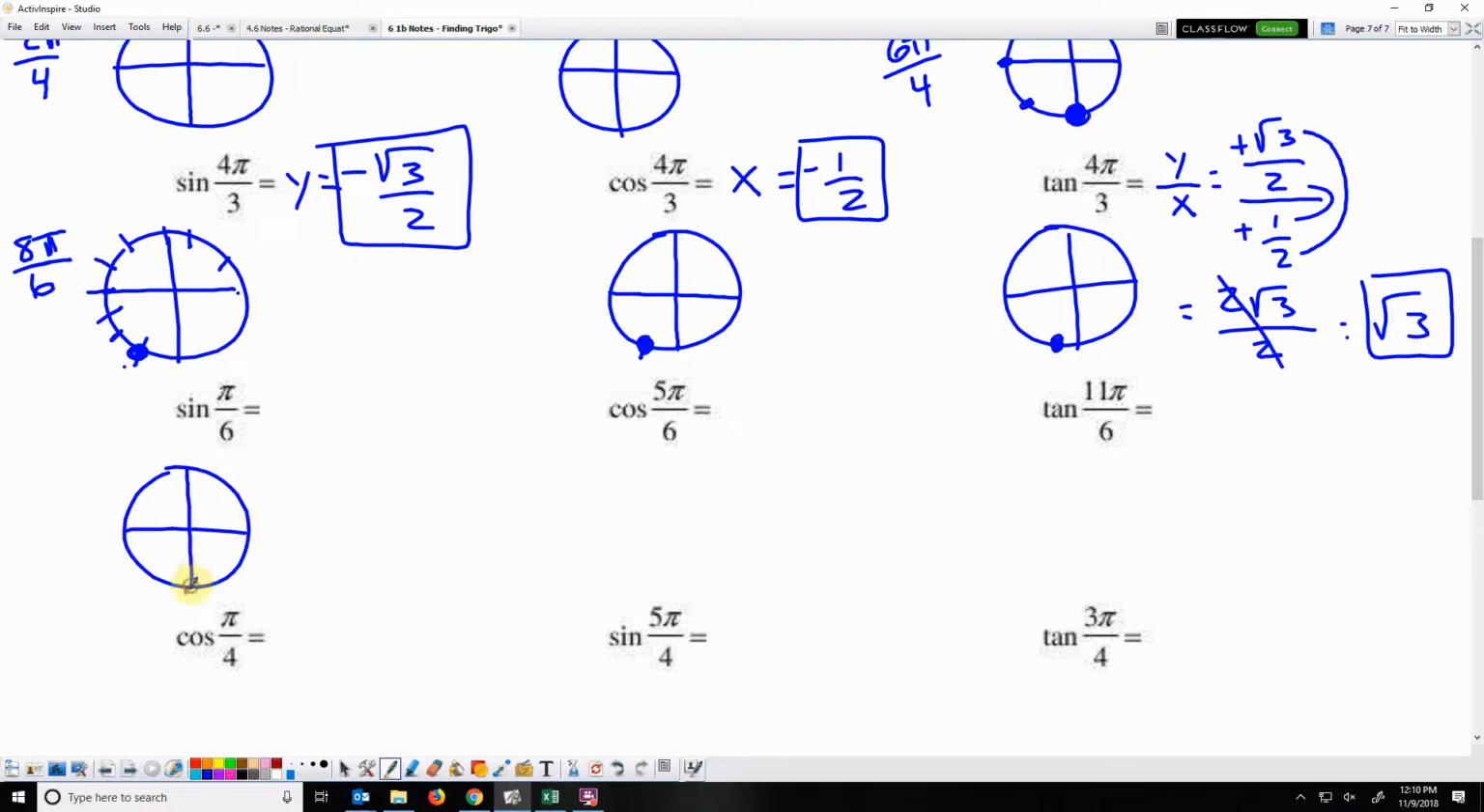Sine at pi over 6. Pi over 6 is right here. Sine is a y value. That is the first position up. 1 over 2.